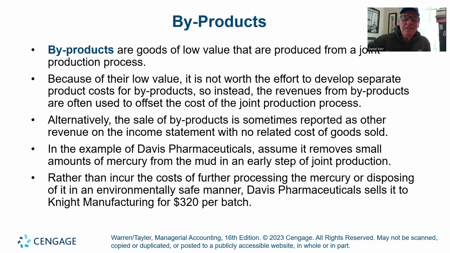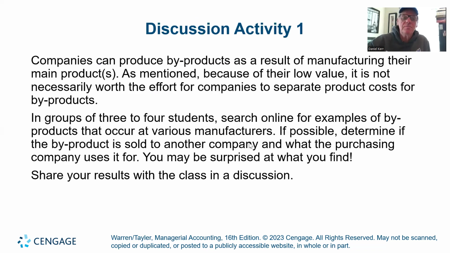So rather than disposing of it in an environmentally safe manner, they decide to sell it to a manufacturer for $320 a batch. That $320 a batch would just be a reduction of the joint costs. Think of byproducts as a small revenue stream, a small quantity that comes out of the joint production process. We don't allocate any cost to it. We take the proceeds from that and use them to reduce the joint cost that we allocate to other products. That's what I mean by byproducts.